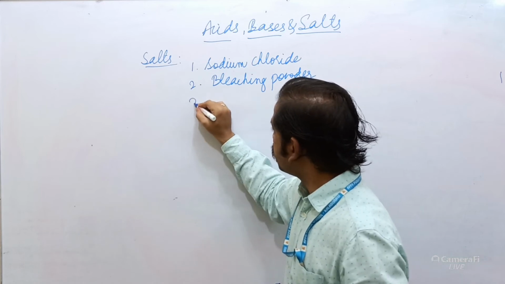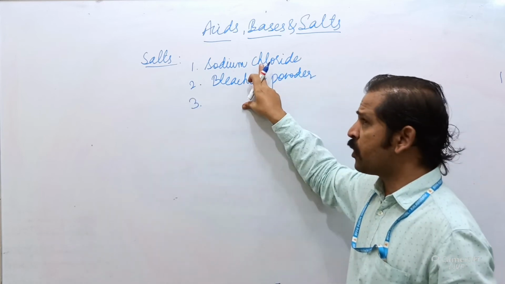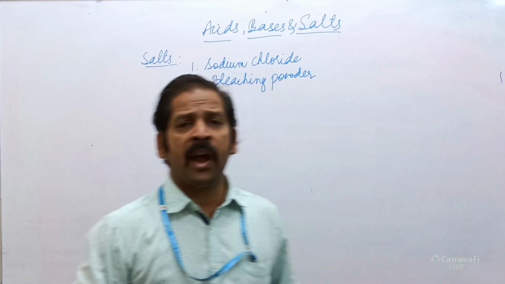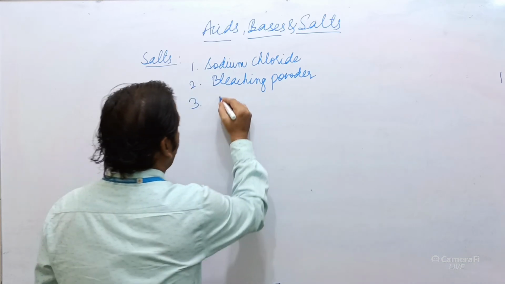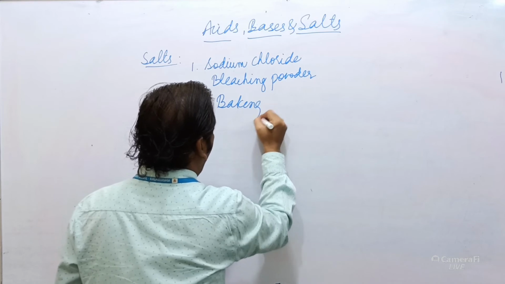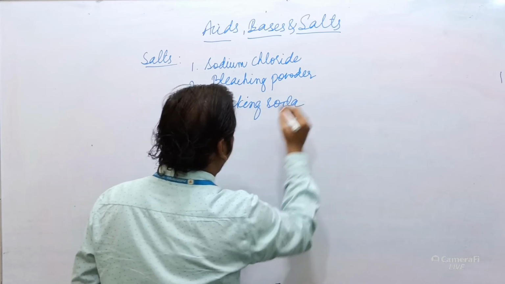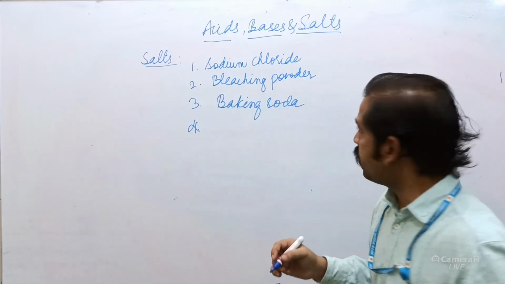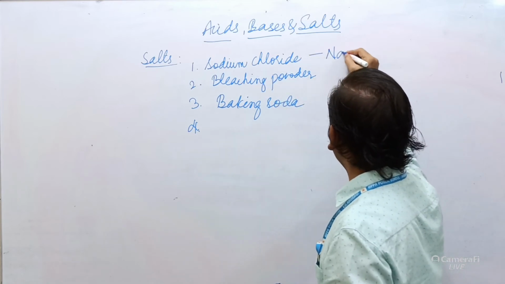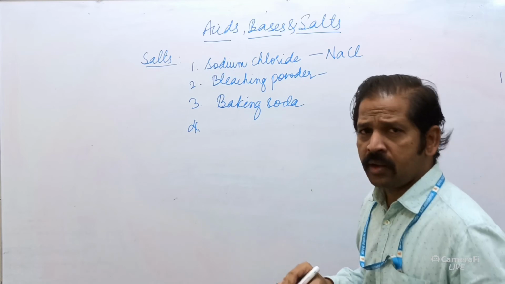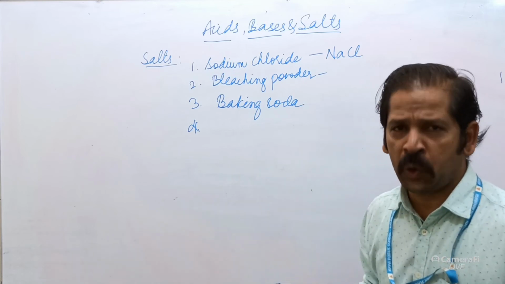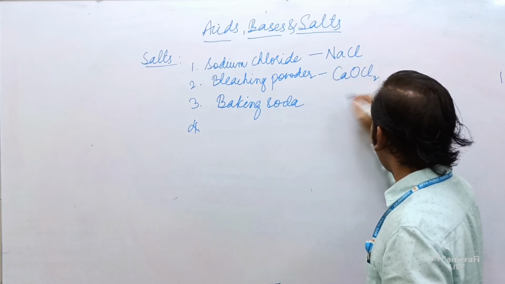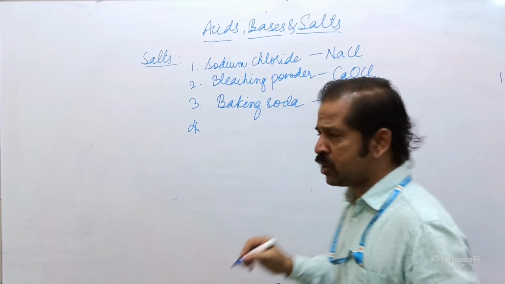Yes, the first salt is sodium chloride, the second salt is bleaching powder, so the third salt is sodium carbonate, that is baking soda. Yes, baking soda, sodium hydrogen carbonate. Sodium chloride is NaCl. Bleaching powder, I told, is also called calcium oxychloride, CaOCl2. Baking soda, NaHCO3.